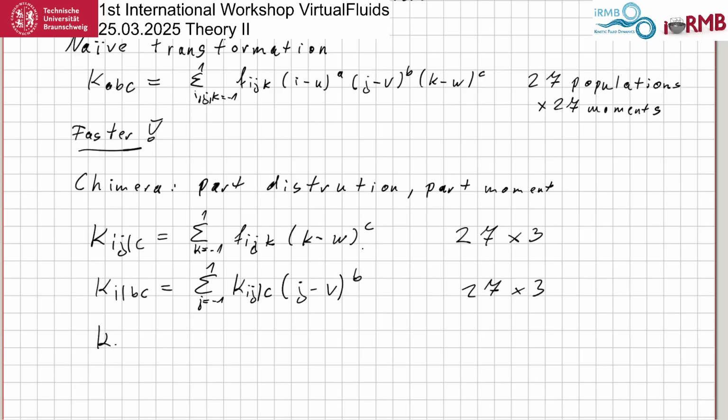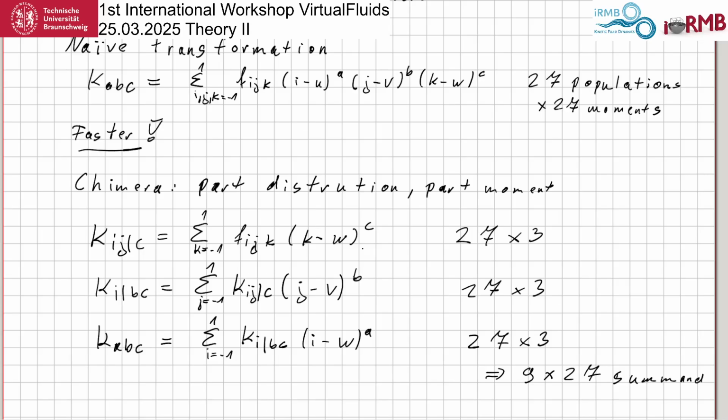And lastly, we go KABC is the sum over I from -1 to 1, KIBC, I minus W by A, and this is 27 times 3. Now, if you add them up, you will be excused, and I thought this myself too, if you think that this is 3 times faster. I mean, it deserves to be done if it's 3 times faster.